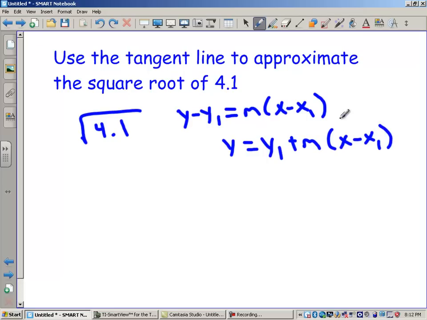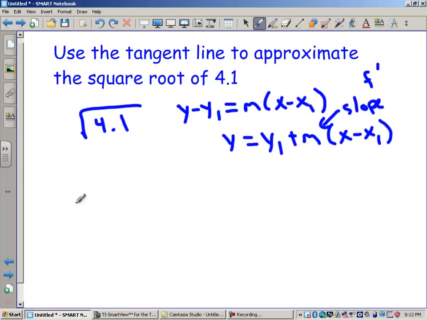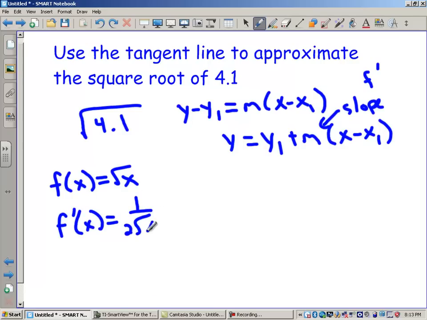However, our m, which means our slope, we're going to calculate what there? We're going to calculate a derivative. So what function am I dealing with? The function I'm trying to approximate is f of x equals the square root of x. I would like to be able to take the square root of some numbers. So what is f prime of x? Well, we know from the power rule that this is 1 over 2 square root of x. Now, the next thing we need to decide is where are we going to write this tangent line?